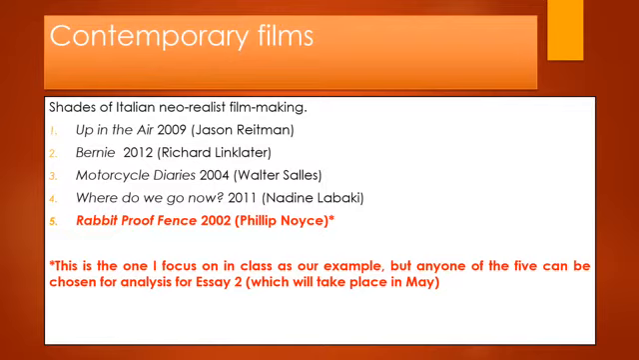Go Now by Nadine Labaki, and the one I've got in red, and I've got it in red specifically because in normal times this is the one I always show in class, and this is the one I recommend for students to do. It's the easiest one. The techniques borrowed from Italian neorealism are very, very obvious in this one. Right, Rabbit Proof Fence, 2002, by the director Philip Noyce.